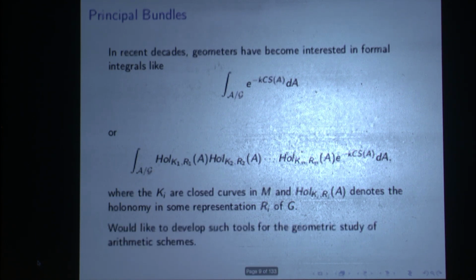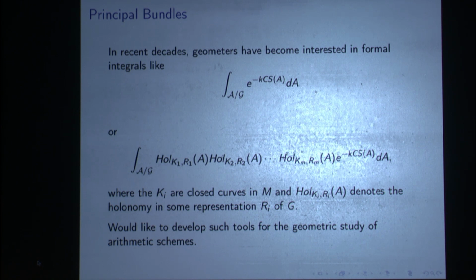Nevertheless, I've been very tempted by the thought that one could try to develop tools like this for the study of arithmetic schemes, not just manifolds over the real or complex numbers. What I might mean by this subject and such tools. So let me briefly remind you what I mean by arithmetic schemes, first of all, to set up the kind of problems that I might be trying to address.